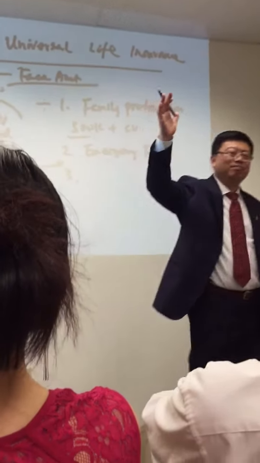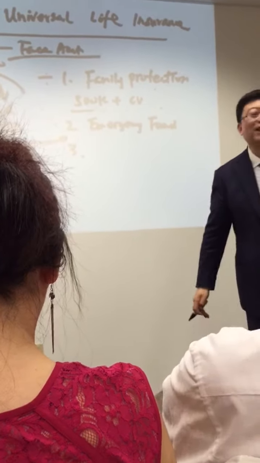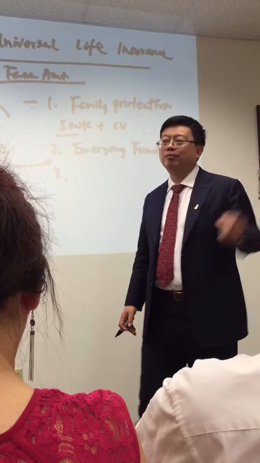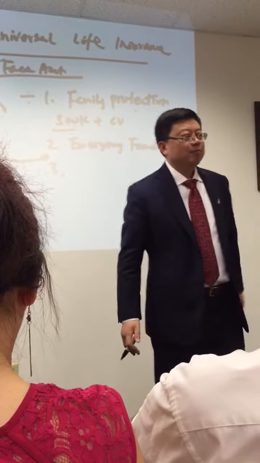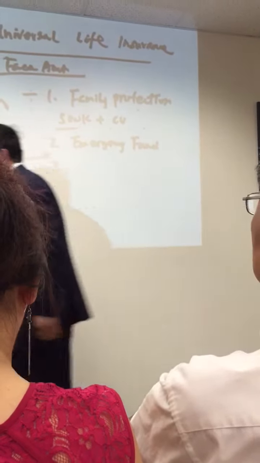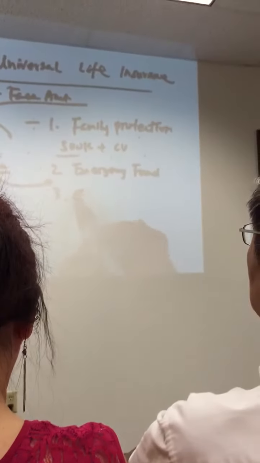Number three, who has young kids? How old are your kids? 6 and 2. I have two kids, 12 and 17. So if kids want to go to college, you can use the money inside for college. That's how we can use it for the education fund.